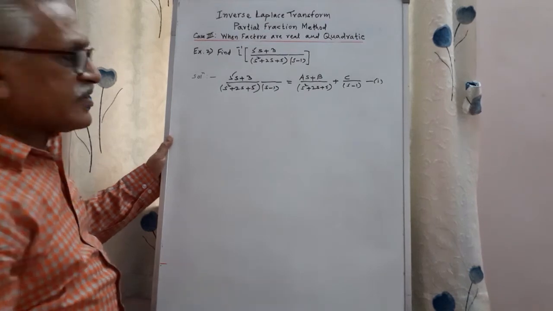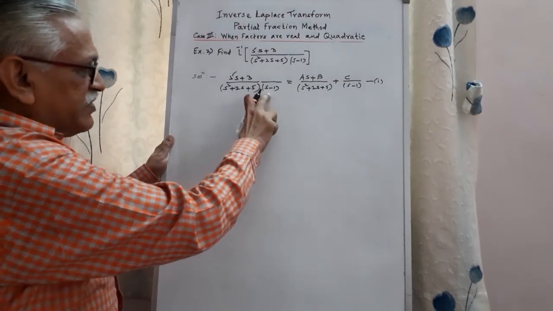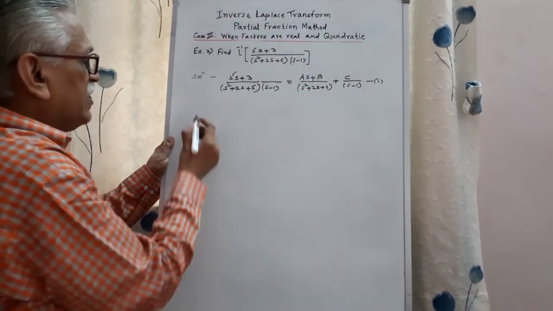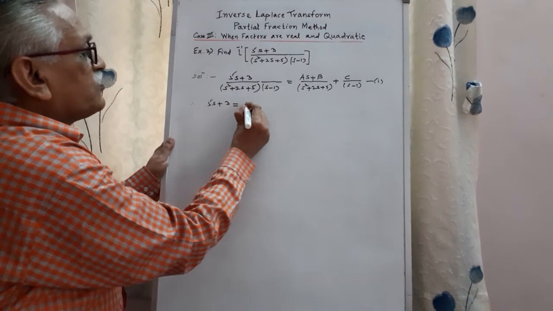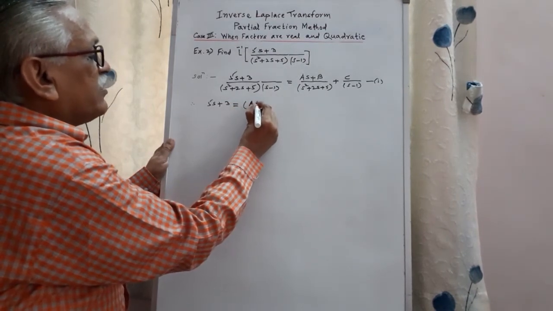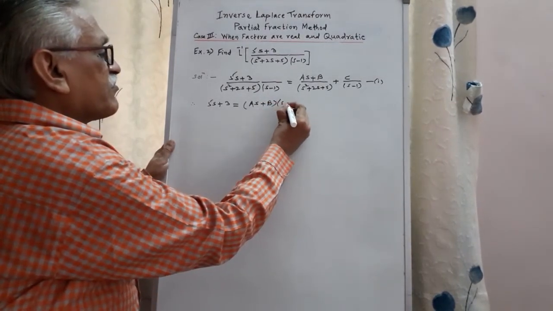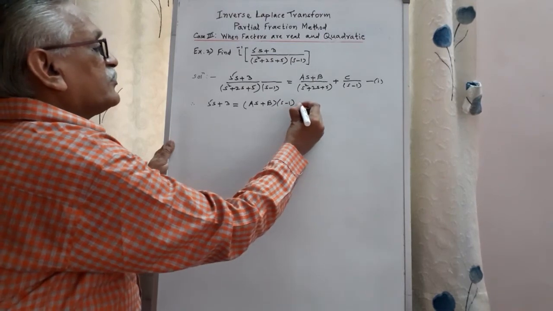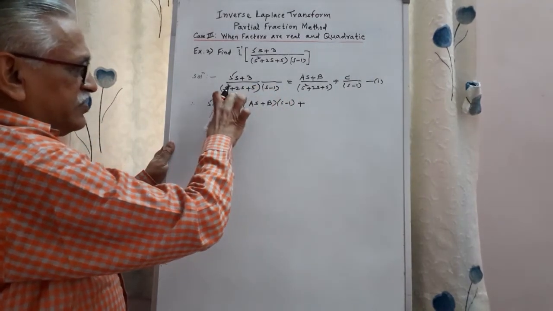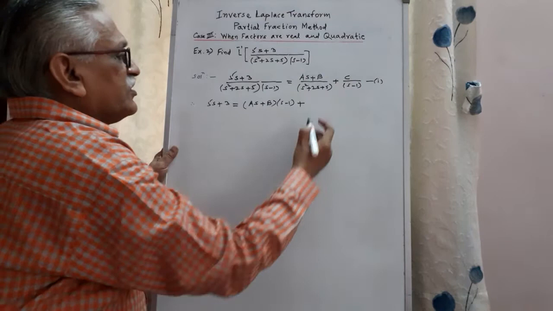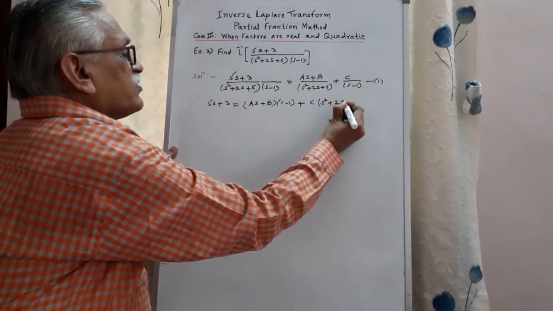And then finding the LCM. The LCM is this product. Therefore, dividing by this term gets cancelled, remains s minus 1. Multiply by that to this, and therefore we get 5s plus 3 is equal to (A s plus B) multiplied by (s minus 1), plus C into, dividing by s minus 1 it gets cancelled, multiplying by that, s square plus 2s plus 5.